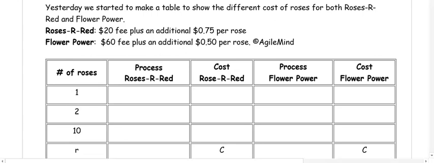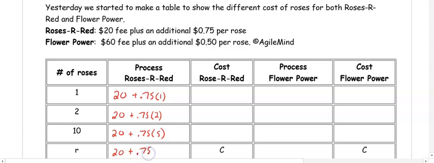using that information. So at Roses Are Red, we have to pay $20 as a processing fee for them to assemble the roses and deliver them, plus 75 cents per rose. So we're going to multiply 75 by the number of roses. And in the last row here, we're going to use R as our variable. So 0.75 times R. So one rose is going to cost us $20.75. Two is going to cost us $21.50. And 10 is going to cost us $27.50.